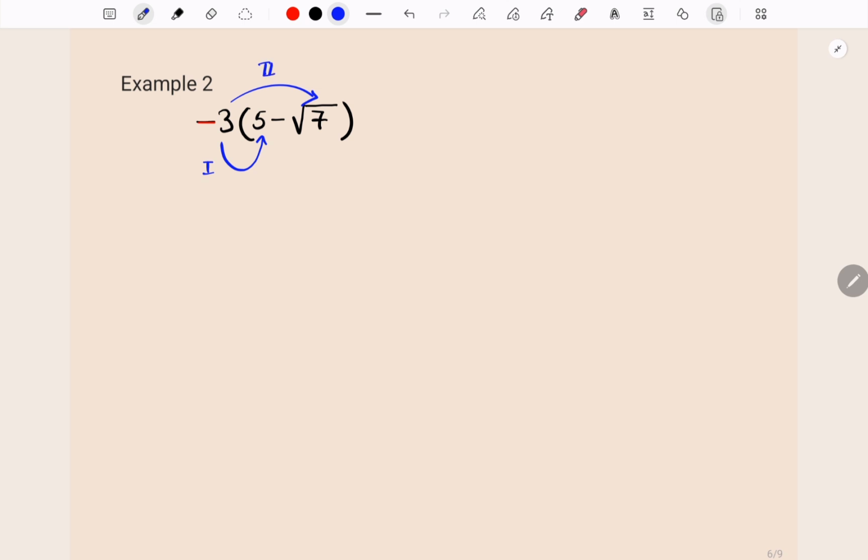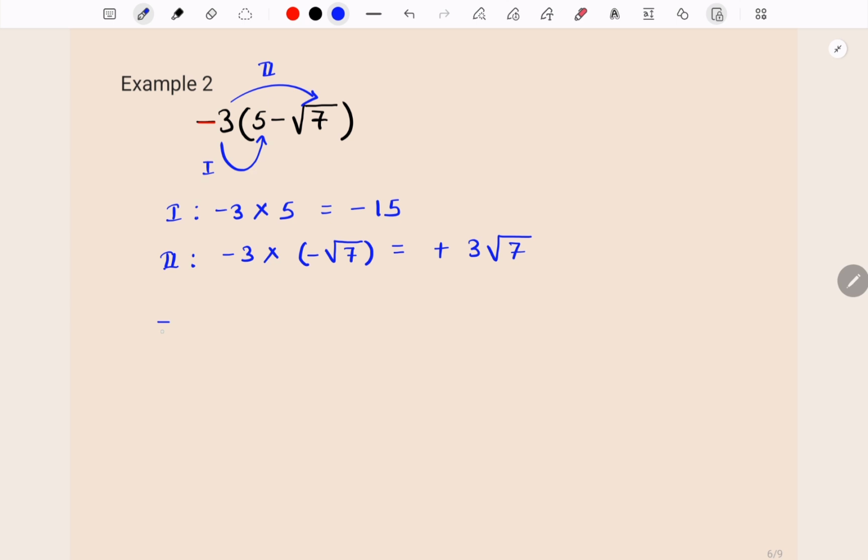Okay, so let me do the first multiplication. That is negative 3 multiplied by 5. That is negative 15. Now, the second multiplication is about minus 3 multiplied by negative root 7. Be very careful with signs. That is positive 3 root 7.